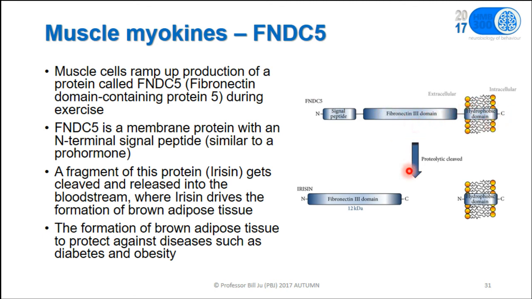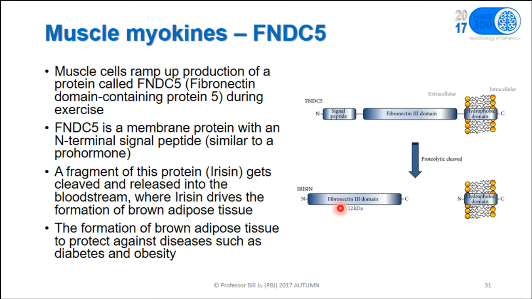It gets proteolytically cleaved, and one of the things that happens is this N-terminal region, we call this N-terminal region irisin. Because it has a signal peptide, it looks an awful lot like a pre-pro hormone, just like insulin is produced first as proinsulin, and then it's processed into insulin itself. And this fragment, irisin, as it gets cleaved, would be out in the bloodstream. So this is in the membrane of the muscle. This is outside, the extracellular region.